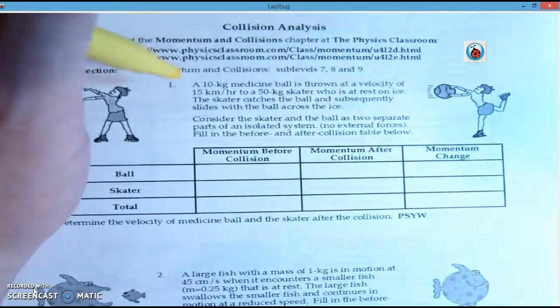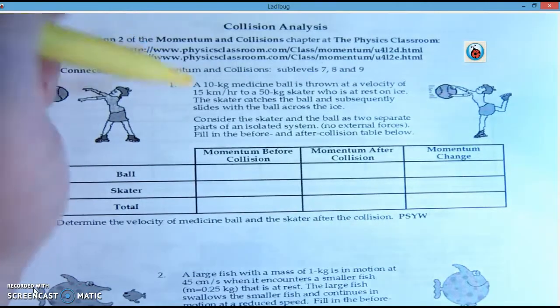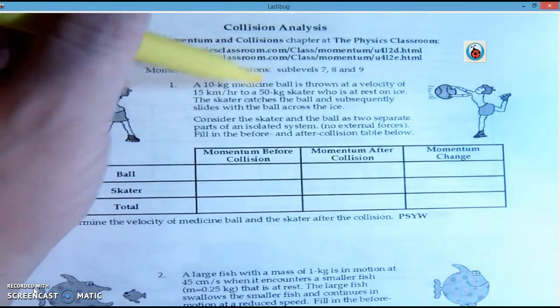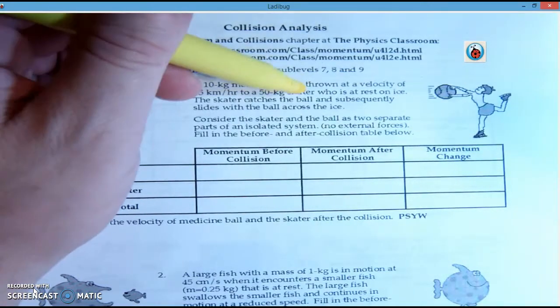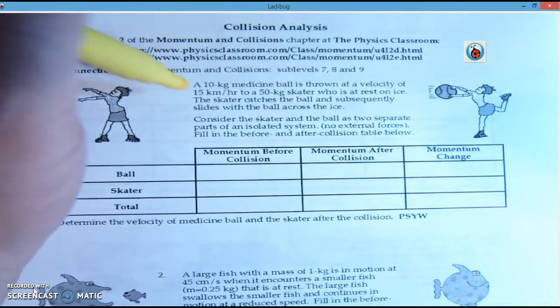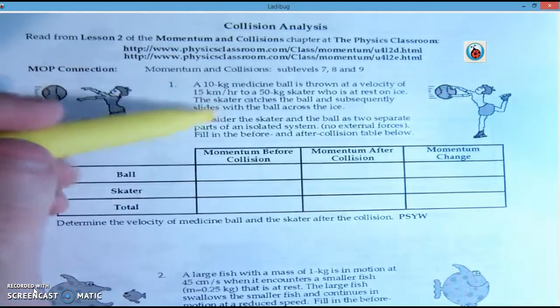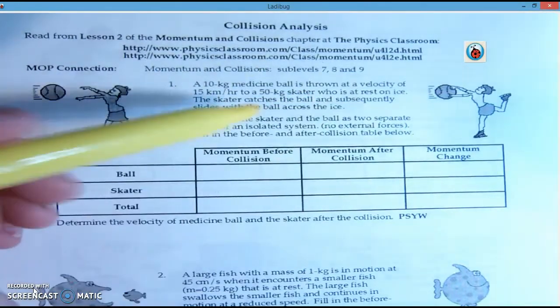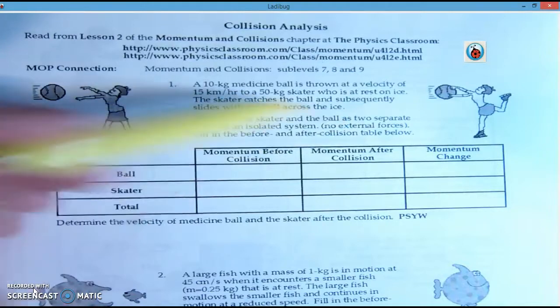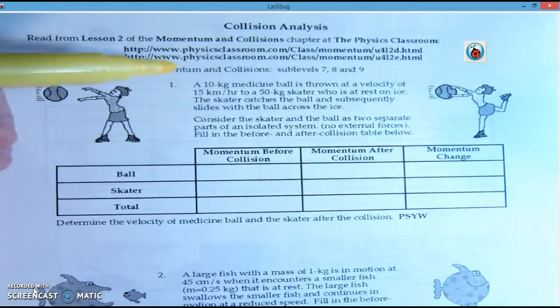So, a 10 kilogram medicine ball is thrown at a velocity of 15 kilometers an hour to a 50 kilogram skater who is at rest. The skater catches the ball and subsequently slides across the ice. I don't really care about that. Consider the skater and the ball as two separate parts of an isolated system. No external forces. That's important. And then fill in the blanks.